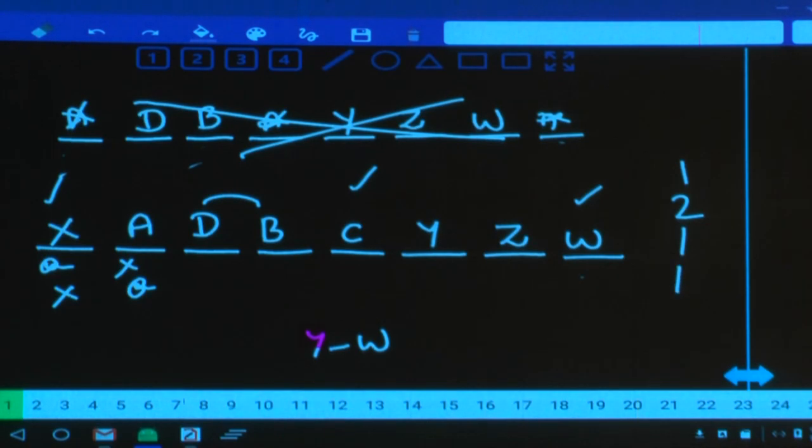Question number 94. Based on the above arrangement, which among the following is definitely true with respect to C? C sits to the immediate right of Y. True or false? C is to the immediate right hand side of Y is false, because C is to the immediate left hand side of Y. And only one person between C and B is false, because there is no person between C and B. And choice 4, both D and W are immediate neighbors of C. Both D and W are immediate neighbors of C is false, because B and Y are immediate neighbors of C.